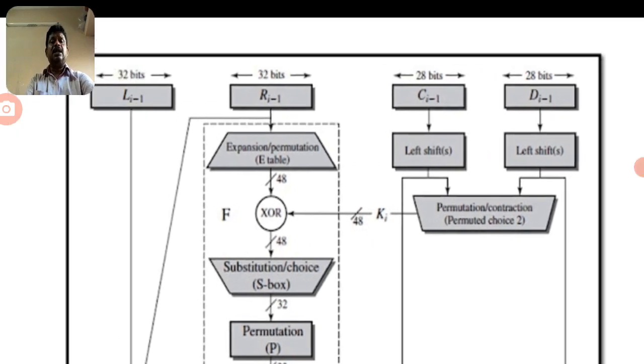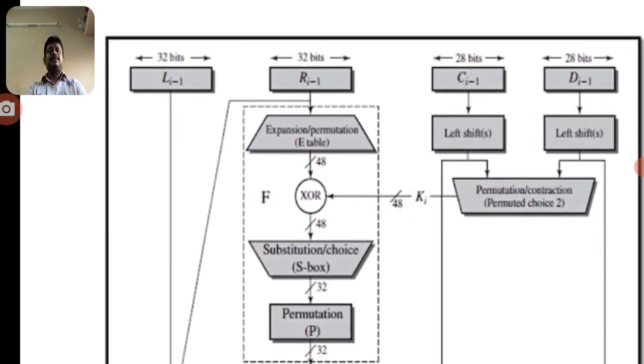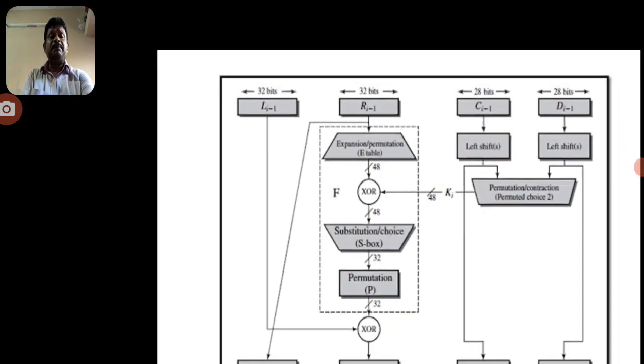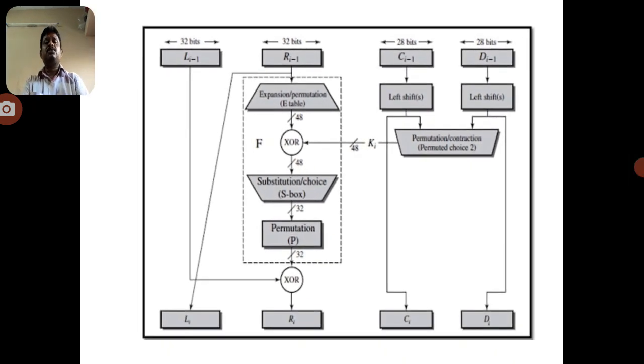So this is the round 1 function. You can observe the round 1 function is totally this one. This type of round continues up to 16 rounds. That means this is the first round.